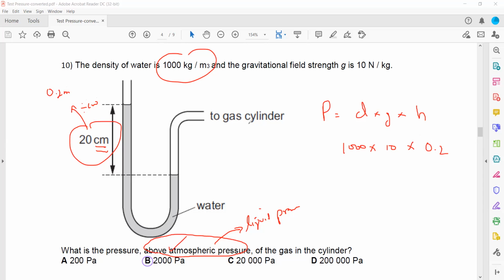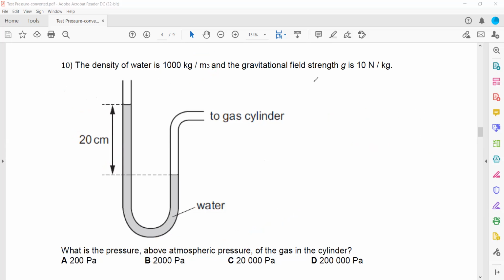So it looks like a very simple question, but a small mistake, if you forget to convert the unit, you will write the wrong answer and you will lose 1 mark for this MCQ.